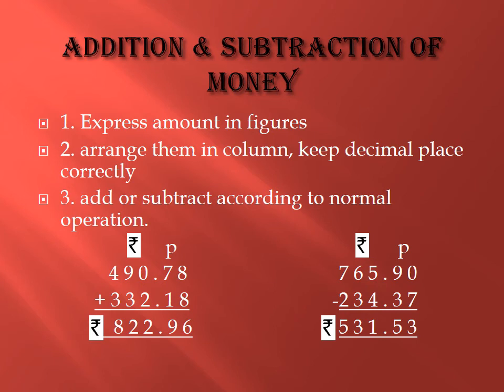490.78. We will write the amount that is before the decimal under the rupee column and paise under the paise column, means 78 will be written under the paise column. The next step that we have to follow, that we will keep them in columns properly and we will keep the decimal place correctly, means the decimal of the number given above should have the same place as the decimal of the one below. The third step that we will follow is the normal operation of subtraction or addition according to the sum.